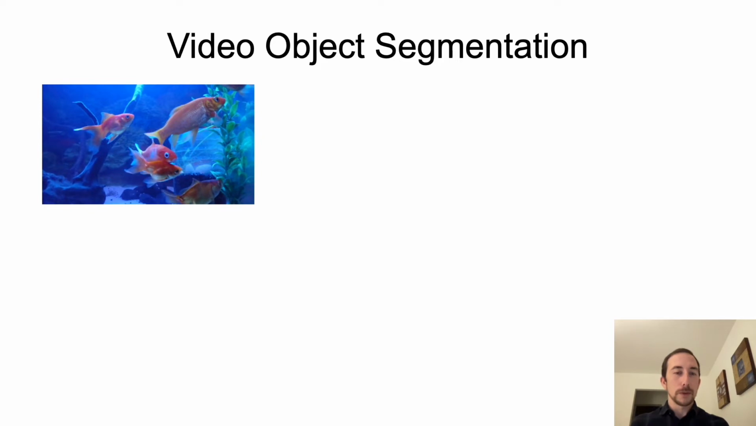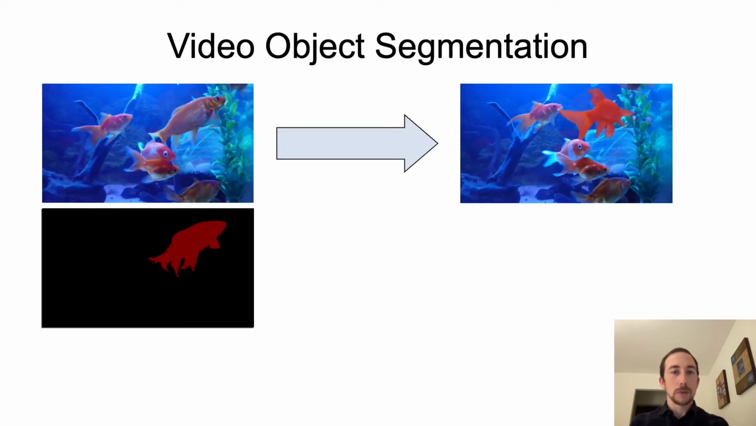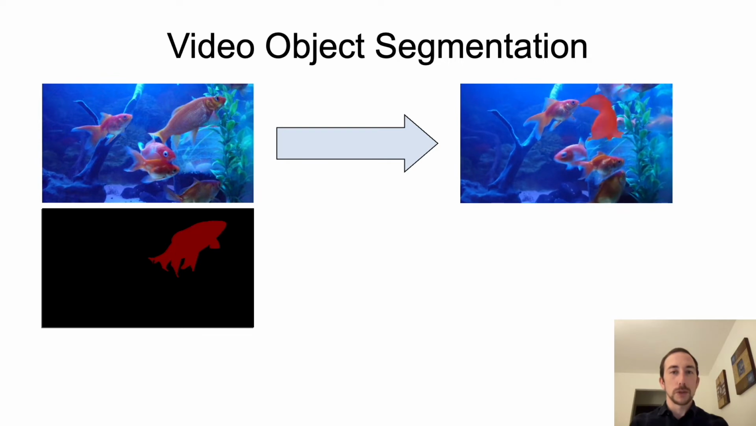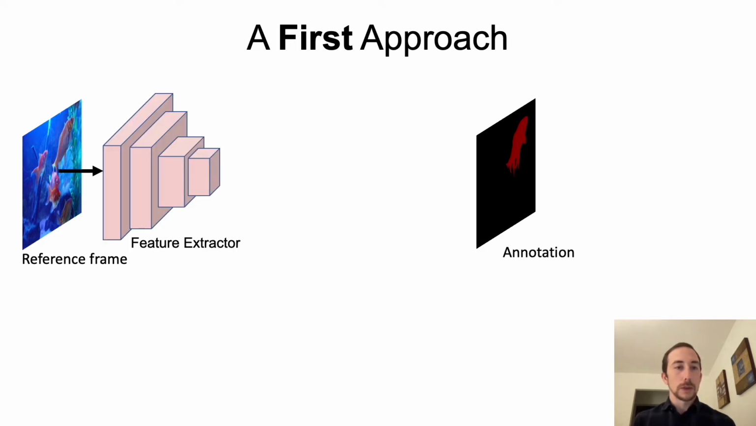So different from tracking, in video object segmentation, we're given an initial mask of the object, and we then want to segment the object in each frame of the video. So let's design a first approach based on the DiMP tracker architecture. So we have our reference frame and annotated segmentation mask for this frame. So first we extract some deep features.